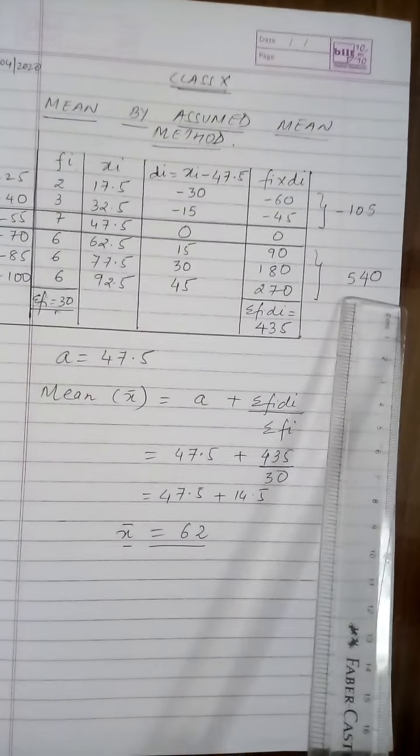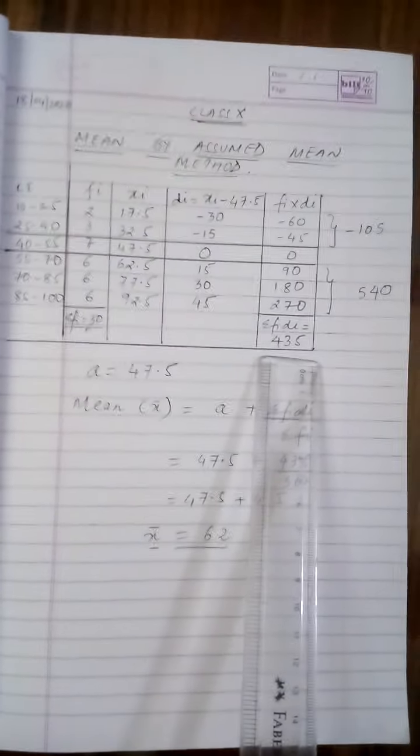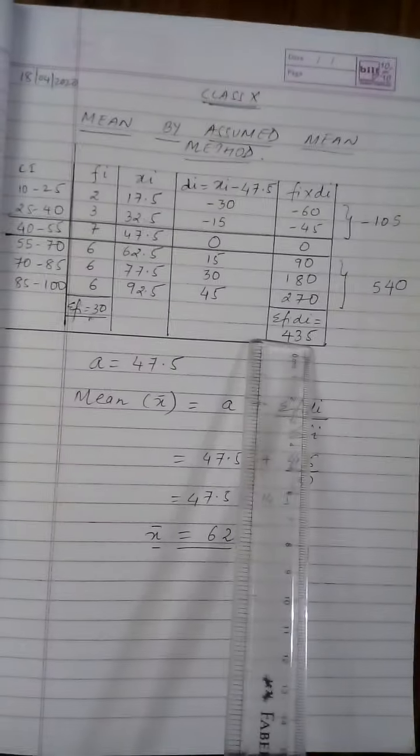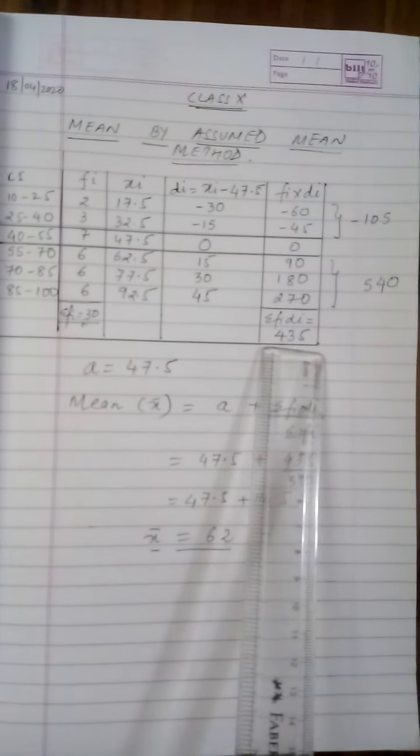Now I have one positive total here and a negative total here. I subtract them to get sigma fi di equal to 435. You will come across questions where you can get sigma fi di as negative also. There is no problem in that.